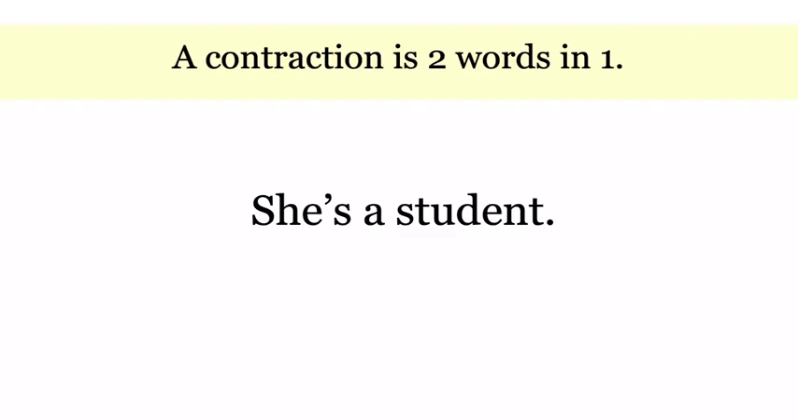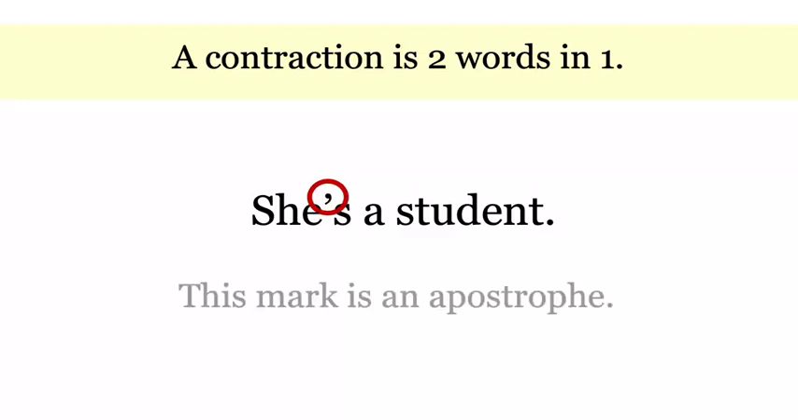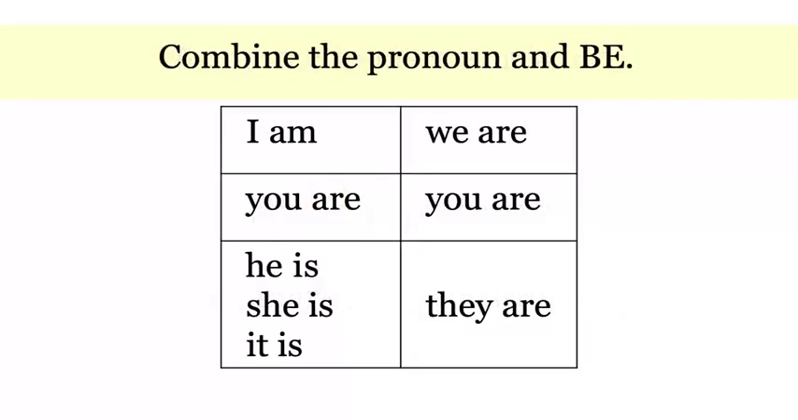A contraction is 2 words in one. This mark here, this mark is an apostrophe, and we use it in contractions. Combine the pronoun and be to make a contraction. Let's do it. Look at I am. So in I am, we drop the A, we move the M a little closer, and we add an apostrophe. I'm. You are. Again, we drop the A here, we push it a little closer, and we add an apostrophe.